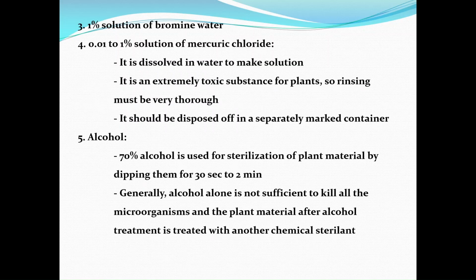5. Ethanol. It is also known as isopropyl alcohol. The ethanol concentration between the range of 70 to 95% is extensively used for sterilizing. However, ethanol is also toxic to plants. Hence, you should keep explants in ethanol for only 1 second as a longer duration in ethanol damages the explants.